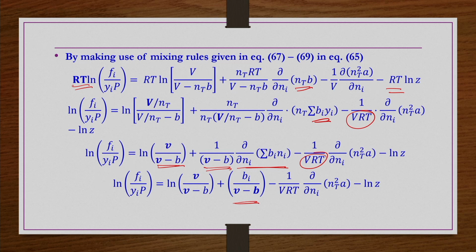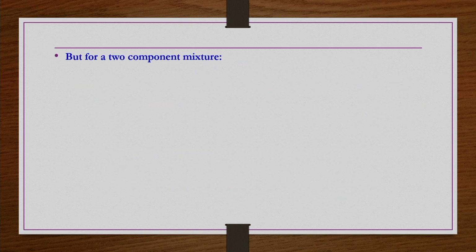Now, in the next step, we try to find this for a binary component. For a binary component, the mixing rule for A is y1 squared A1 plus 2 y1 y2 square root of A1 A2 plus y2 squared A2.